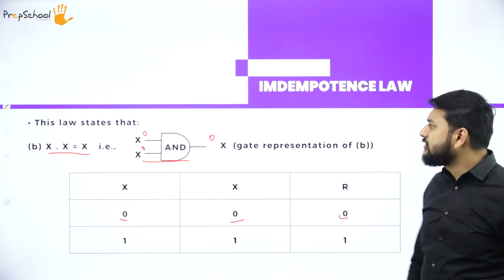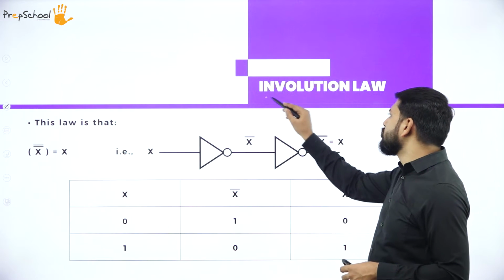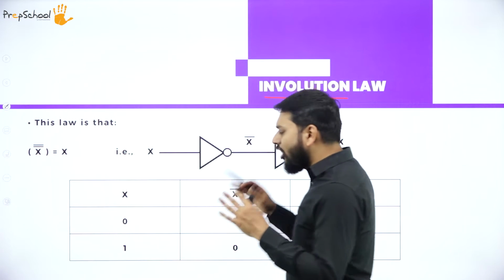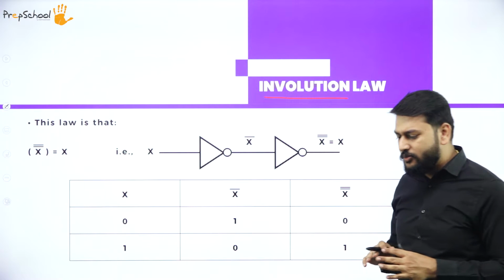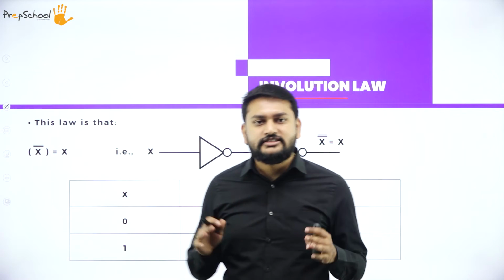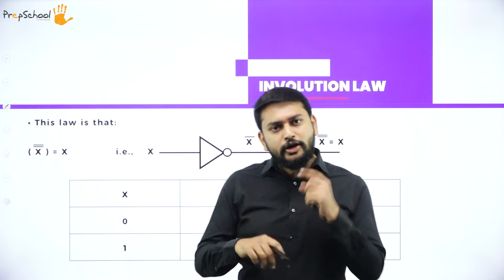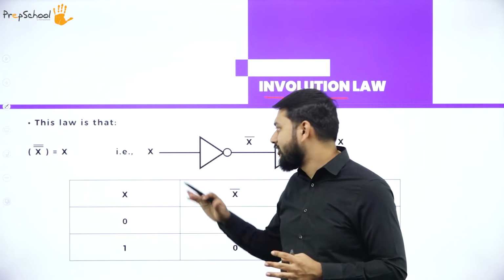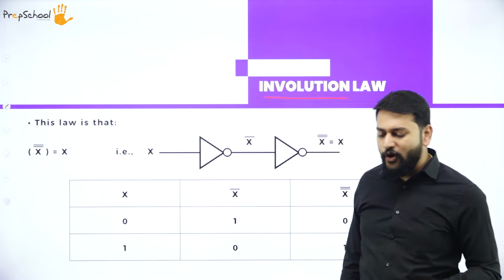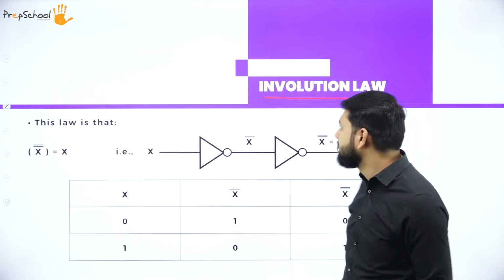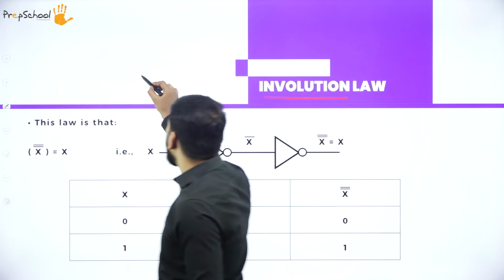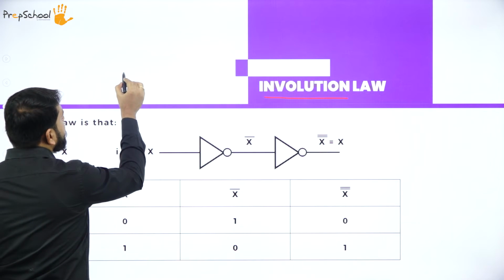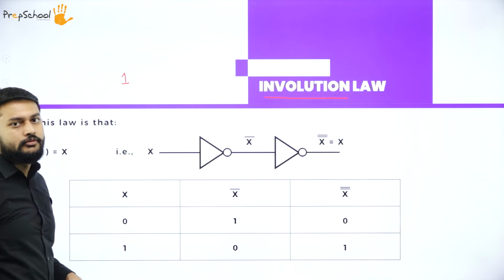So fine. What is the next one that we have? Involution law. This law is very simple and very interesting to understand. The double complement will give you the normal value. That's what they are trying to explain here. What exactly does it mean? It's very simple. Let me just take zeros and ones to explain this.